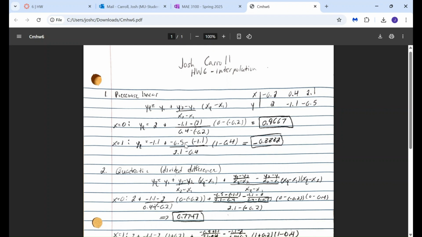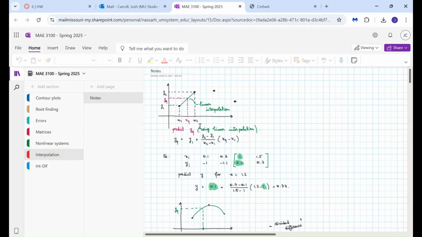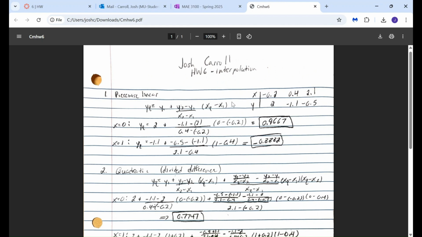So I did our computations by hand, as the question states. Our formula for our y query value is y1 plus y2 minus y1 over x2 minus x1 times the x query value minus x1. And I got that formula from here. So we do both of our different x values that we're trying to find the corresponding y's for.